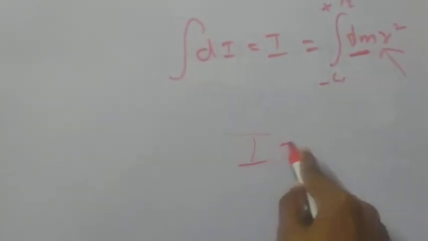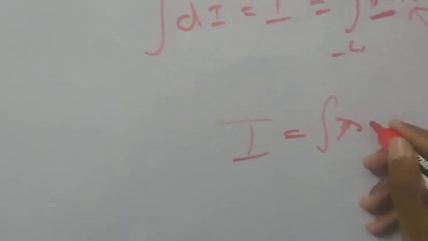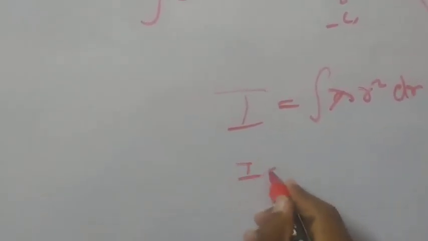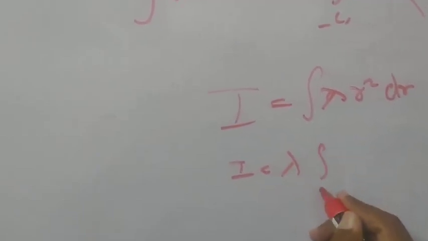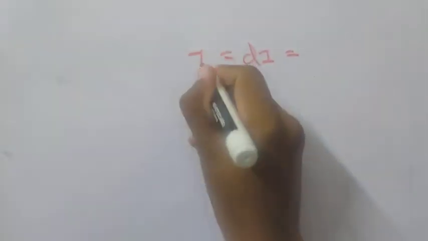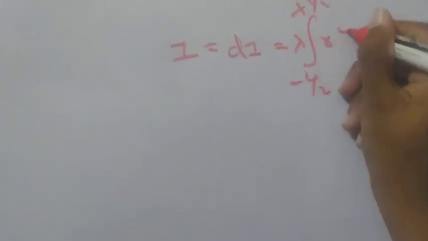So the moment of inertia will be the integration of lambda, which is constant, times r square dr. So lambda will come out of the integration, and we add the limits: minus L by 2 to plus L by 2 of r square dr. I don't have enough space on the board, so I'll erase it. I'm sorry guys. I'll do it here. I is equal to the integral from minus L by 2 to plus L by 2, with lambda outside, of r square dr.